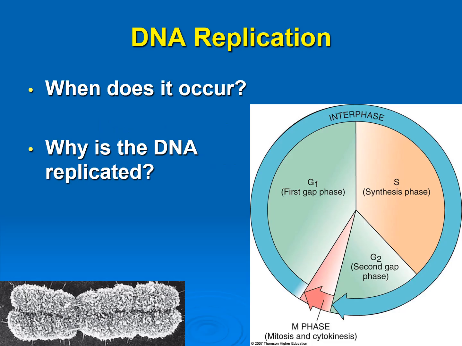DNA replication is going to occur during the S phase of the cell cycle. And remember, that is when the cell is going to be getting ready to divide. So the cell needs to replicate its DNA or its chromosomes in order to make sure that each of the daughter cells gets a copy of each of the chromosomes. So that's why the DNA is going to be replicated.